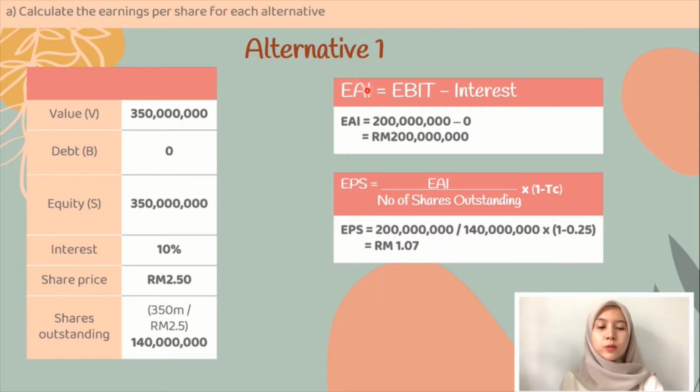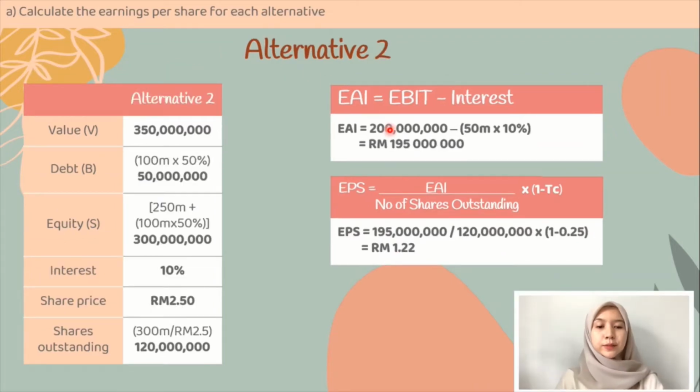To find EPS, we have to first find the EAI, which is EBIT minus interest. So 200 million ringgit minus 0 since there is no debt. So the EAI will be 200 million ringgit. To find EPS, EAI divided by number of shares outstanding times 1 minus TC. So 200 million ringgit divided by 140 million, which we get from here, 350 million divided by 2.5, times 1 minus 0.25, then the EPS will be 1 ringgit and 7 cents.